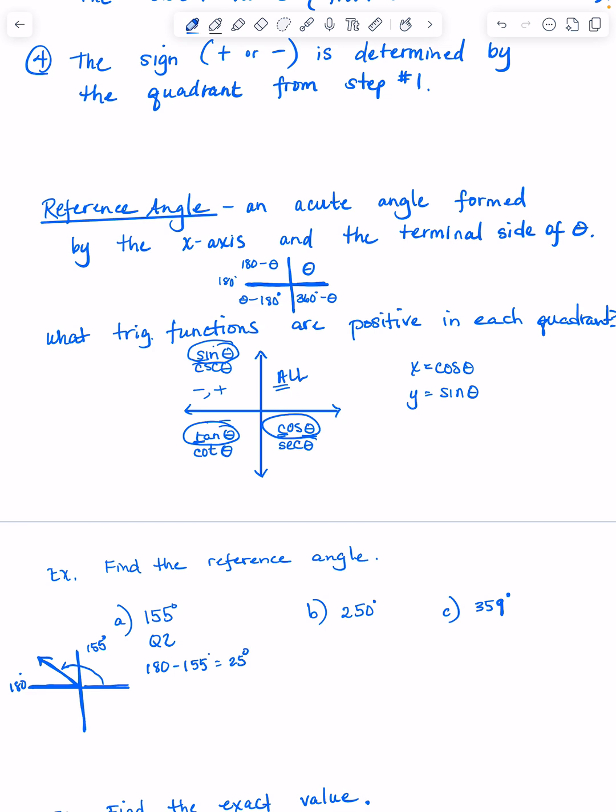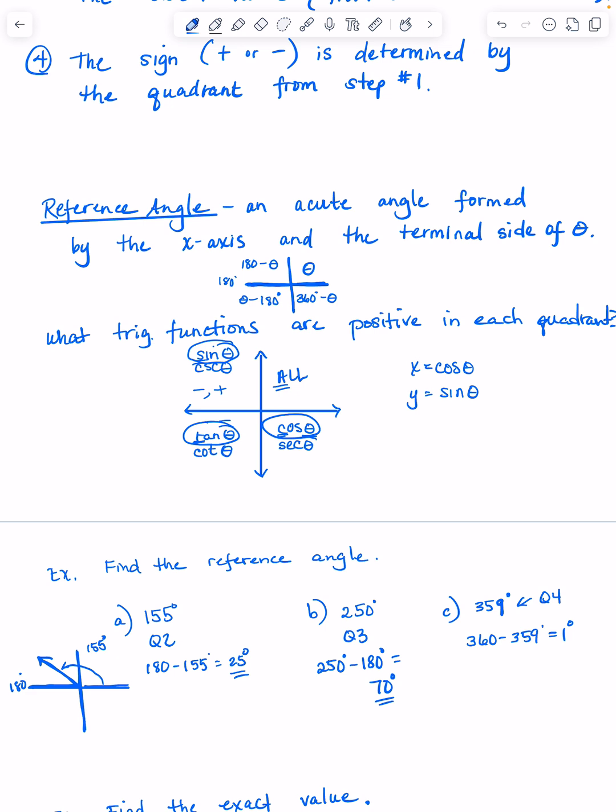All right, for 250, what quadrant is 250 in? Well, 250 is in quadrant 3. Going from the x-axis, but this time I'm subtracting 180, so I'm doing 250 minus 180, which means my reference angle is 70 degrees. And then 359, that's quadrant 4, which means I am subtracting that angle from 360, and 360 minus 359 is 1 degree. So the reference angle is 1 degree from that quadrant 4.